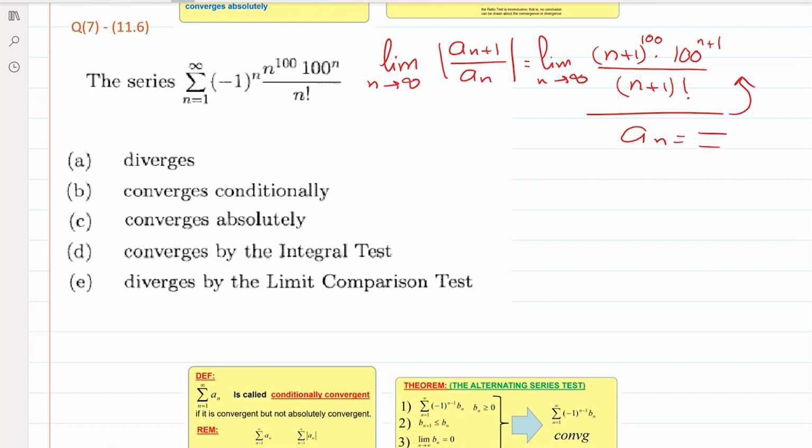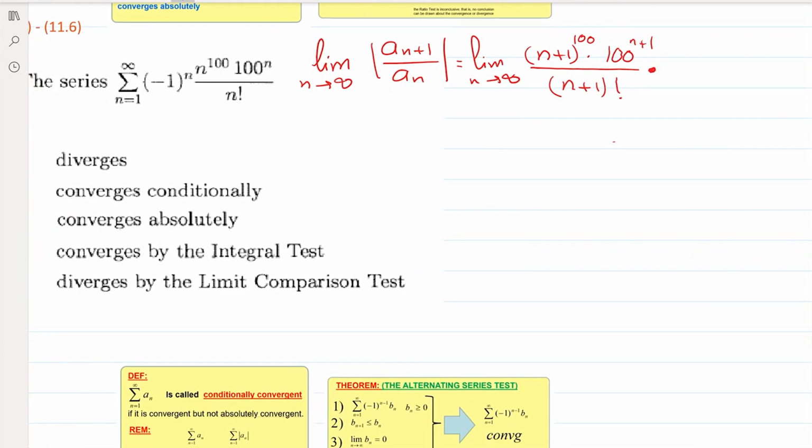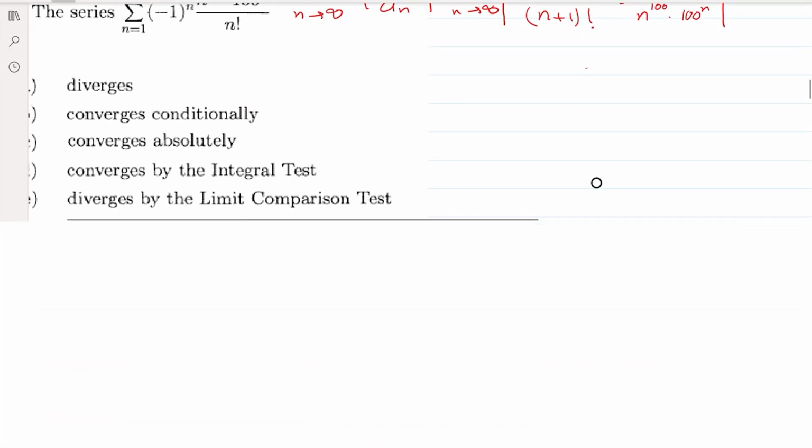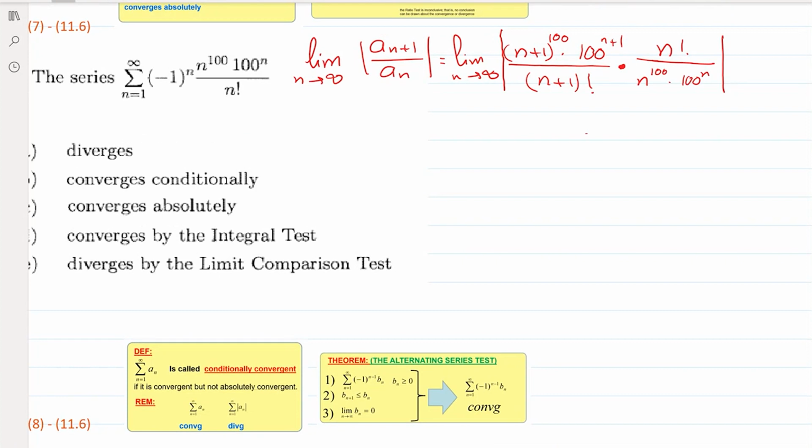So instead of division, you take the multiplication and take the reciprocal of a_n. So it will be what? n factorial over n to the power 100 times 100 to the power n. Exactly. Don't forget that all of this is inside the absolute value. Of course, in the next step I will not write the absolute value because it's clear everything is positive, since the absolute value was just for the alternating term, and we avoid it now. So it will be the limit as n goes to infinity of what?